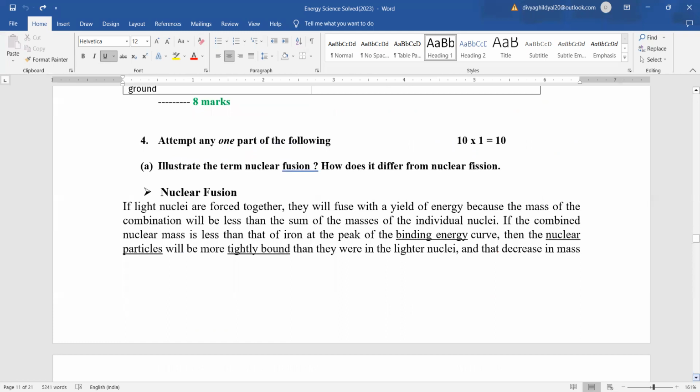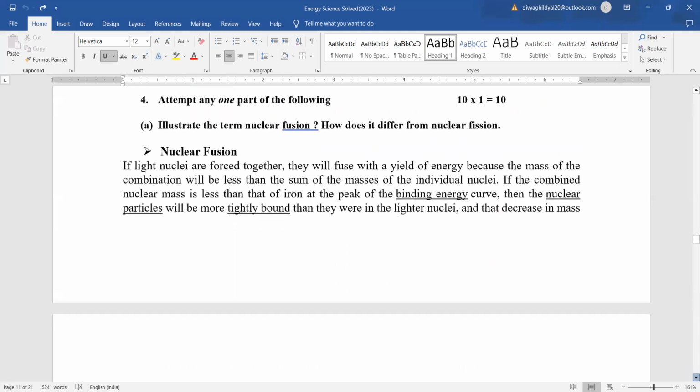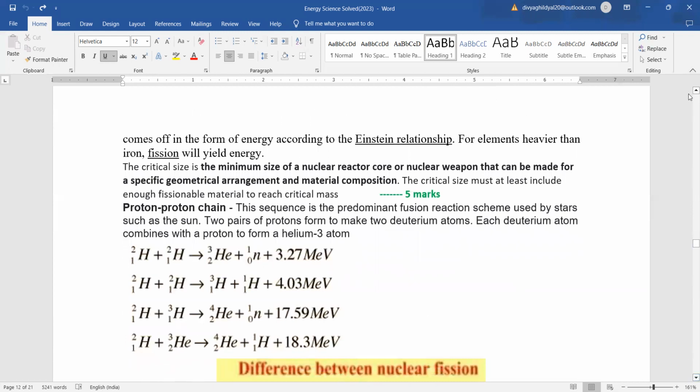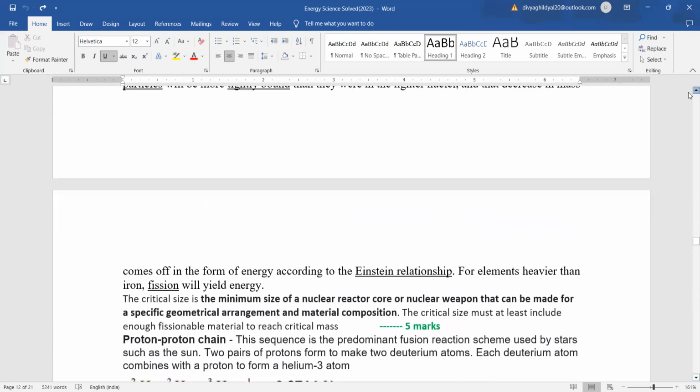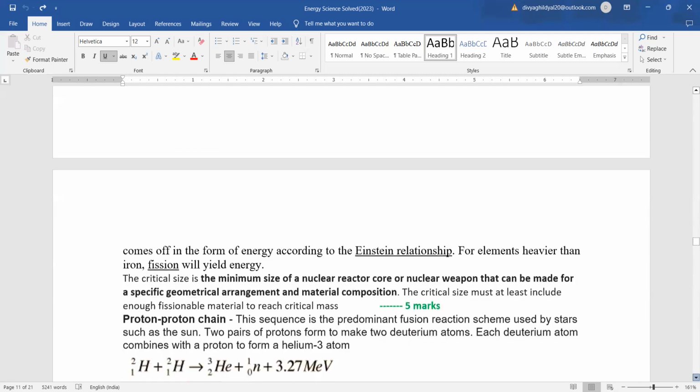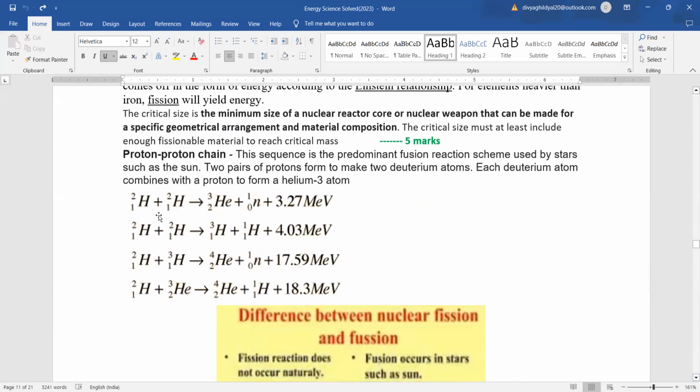Illustrate the term nuclear fusion. How does it differ from fission? 10 marks. So 2 marks for explaining nuclear fusion and 8 marks for the difference. You can explain nuclear fusion very easily by the definition that if light nuclei are forced together, they will fuse with a yield of energy because the mass of the combination will be less than the sum of masses of the individual nuclei. You can give a few reactions also.